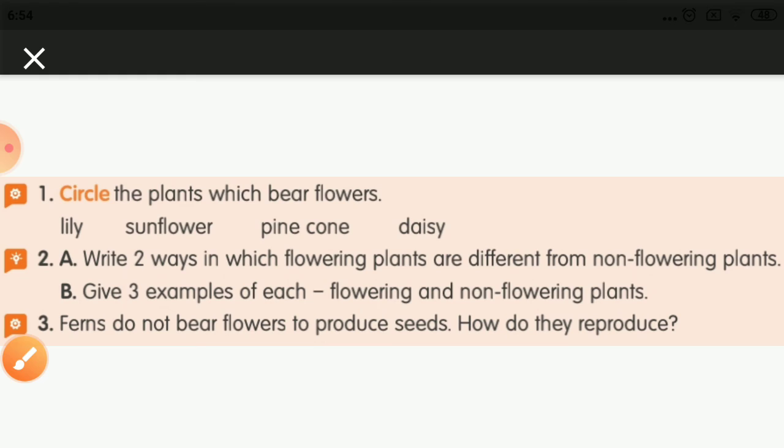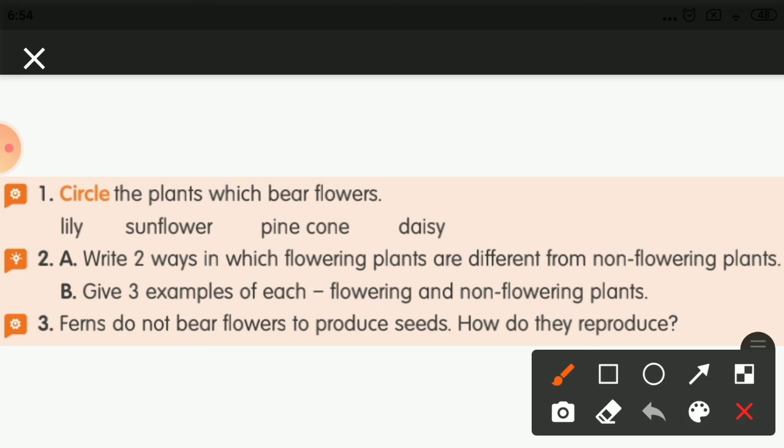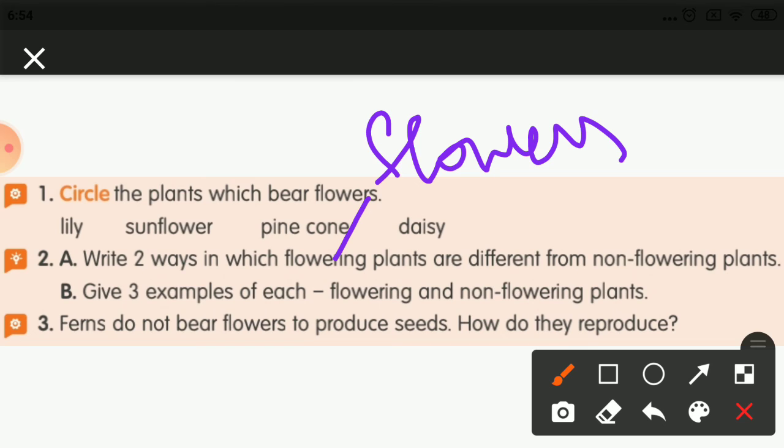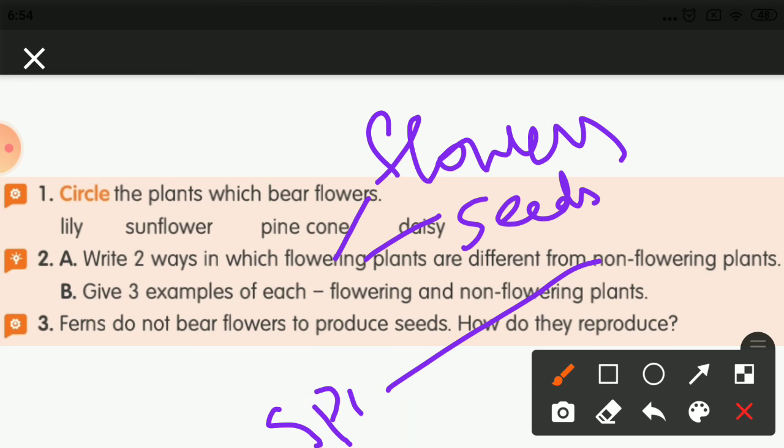Write two ways in which flowering plants and non-flowering plants differ. The first and foremost difference is that flowering plants bear flowers, while non-flowering plants do not bear flowers. So based on the flowers we can differentiate them. The second difference is based on their reproductive method. Flowering plants reproduce by seeds, whereas non-flowering plants reproduce by spores and with the help of cones.